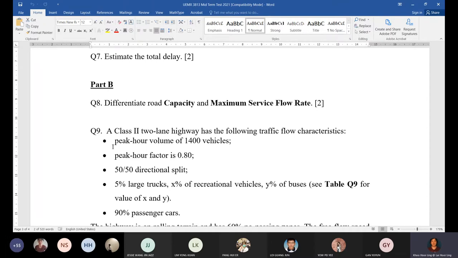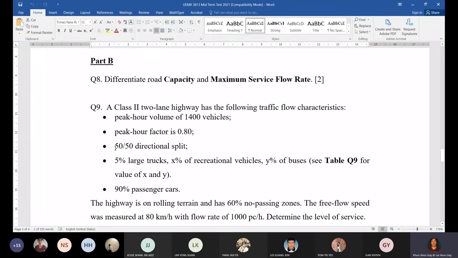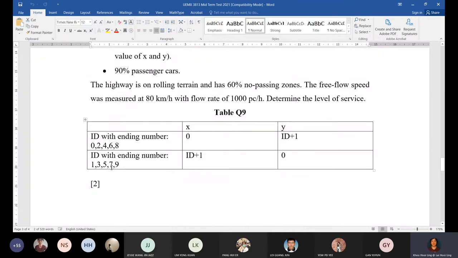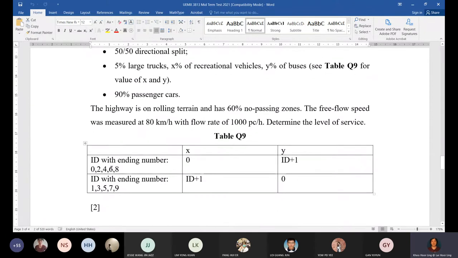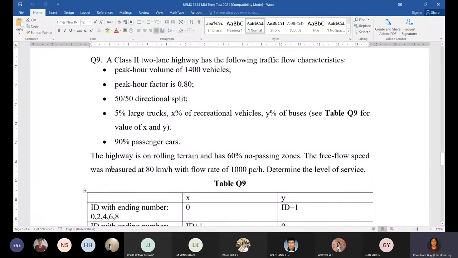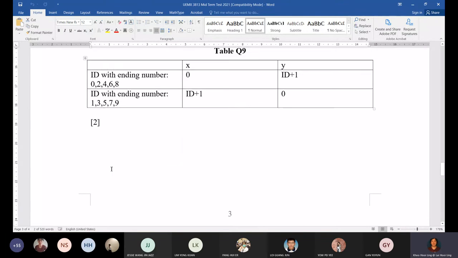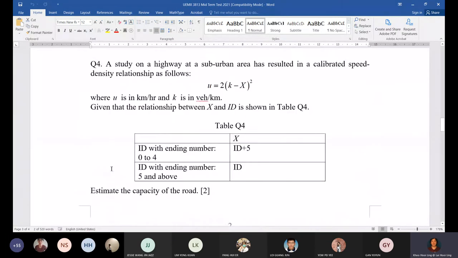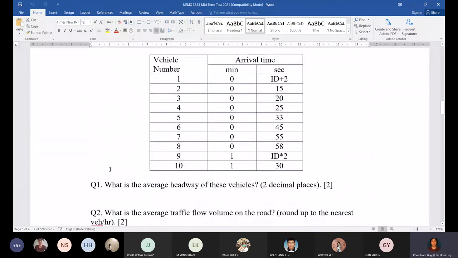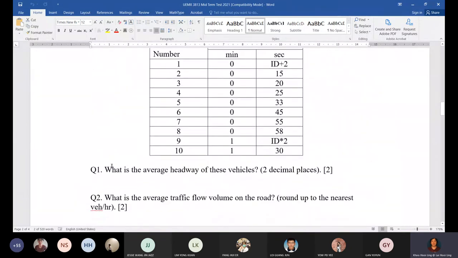Question number 9 is a class 2 two-lane highway. We wanted to find what is the level of service. For this one, I think if you can't get the answer, you have to repeat one more time, because this is very simple and straightforward. If you see all the 10 questions, to be fair to me, only question 1 is a bit catchy, but not difficult. So you don't let me catch you.